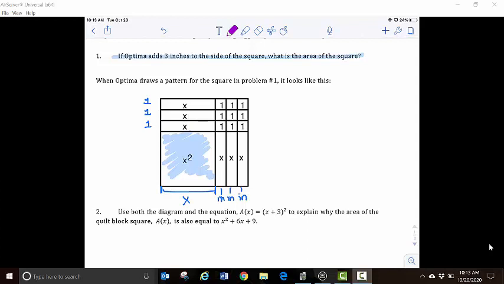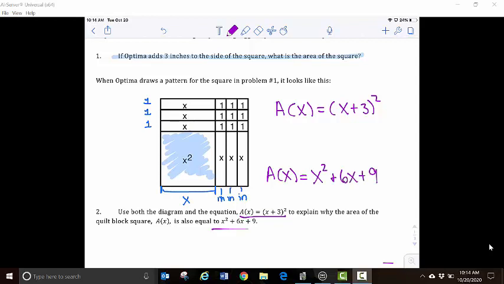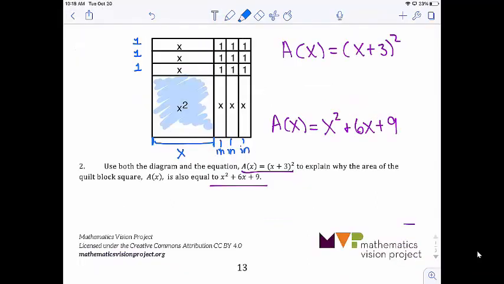Here's the deal. I'm going to claim that the area is either this: A of X is X plus 3 squared. Or it could also be written like this. Okay? Talk with your group. Explain why these are the areas of the square. Look at the picture. Look at the algebra. Talk with your group. Yeah, guys, look, it matches the picture.